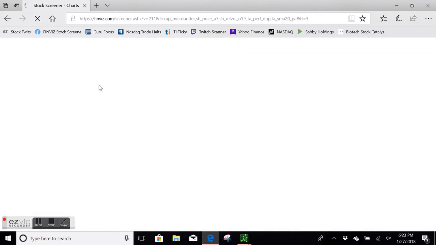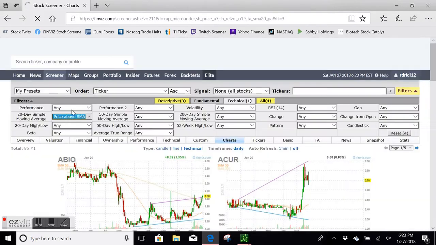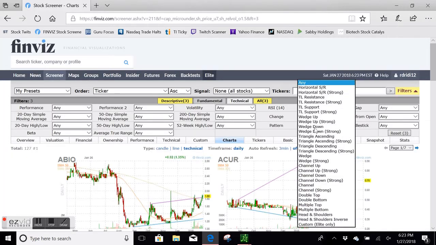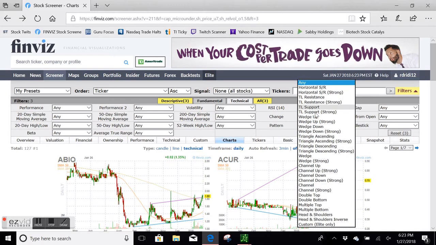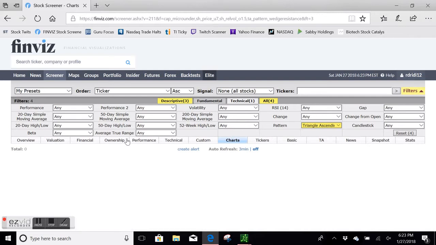Another nice thing you can do, so I'm just going to put these back to any that I really like on here, is doing this pattern here. Where's my ascending triangle? Triangle, ascending. So I can search here.